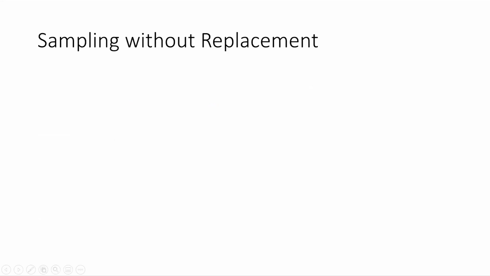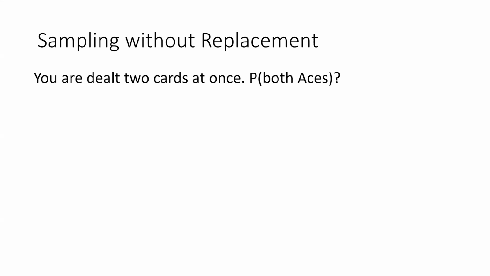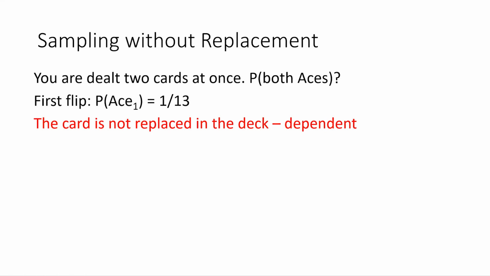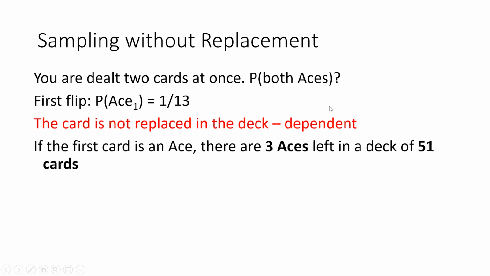If we did the same thing without replacement, without replacing the card back into the deck, so you are dealt 2 cards at once, right? What's the probability that both of them are aces? You check the first card. Your probability of getting an ace is 1 out of 13 still. The card is not put back, right? You're still holding onto the card, which makes these 2 trials dependent. Or the second trial is dependent on the first trial.